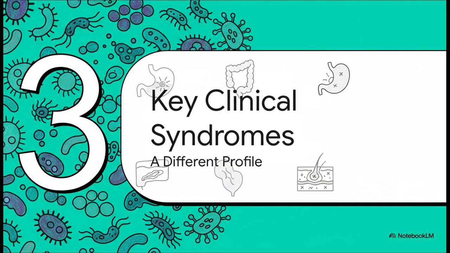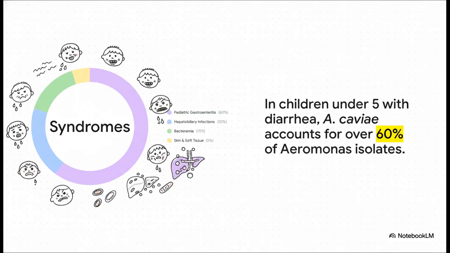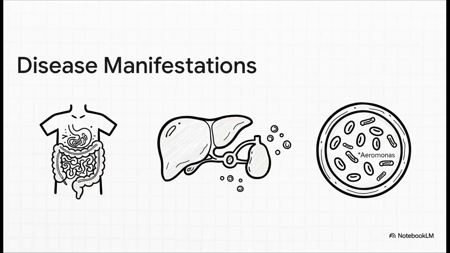Okay, so we found it in the lab. What does it actually do to people? Well, it turns out Aeromonas caviae has a pretty distinct clinical profile. And this chart just says it all, doesn't it? I mean, look at that massive slice of the pie, pediatric gastroenteritis. In some studies of kids under 5 with diarrhea, Aeromonas caviae accounts for something like 60% of all Aeromonas isolates. It's also a big problem in liver and bile duct infections, bacteremia, and, of course, skin and soft tissue infections. And if we dig in a bit, the diarrhea it causes in kids isn't always a simple, short-lived bug.